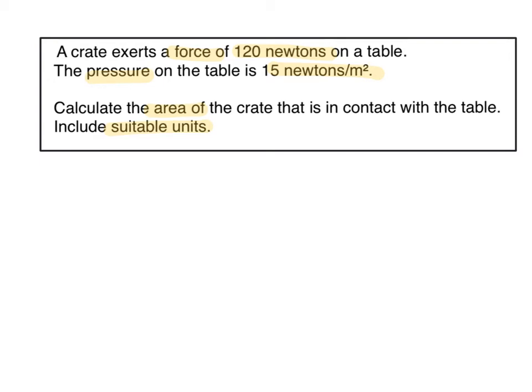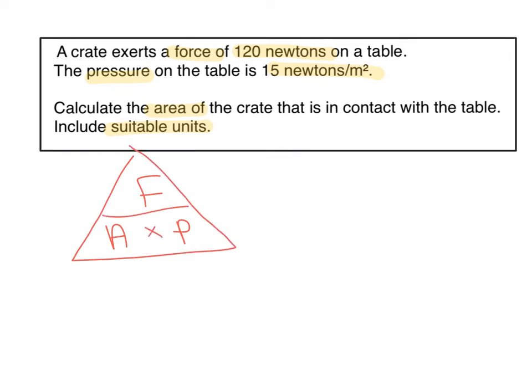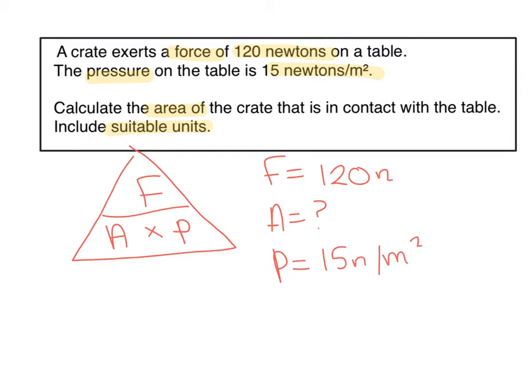So, Mr. Wiles' little jingle: force is pressure. There's my triangle, my force, area, pressure triangle. Let's list what we've got. We've got the force is 120 newtons. I want to know what the area is. And then the pressure is 15 newtons per metre squared.